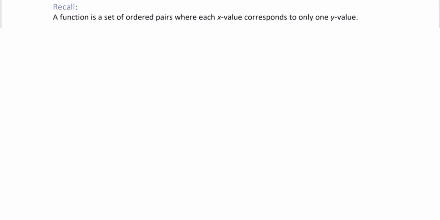A function is a set of ordered pairs where each x value corresponds to only one y value. Looking at the relation f, notice that 1 only corresponds to 3, 4 only corresponds to -7, and so on, -2 to 0, 5 to 0. Each x corresponds to exactly one y value, making this relation a function.